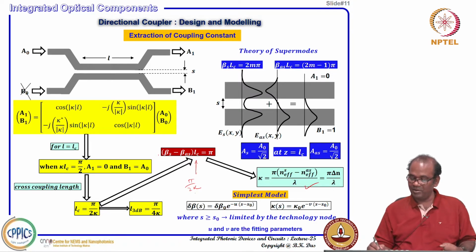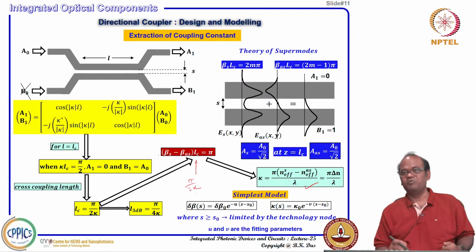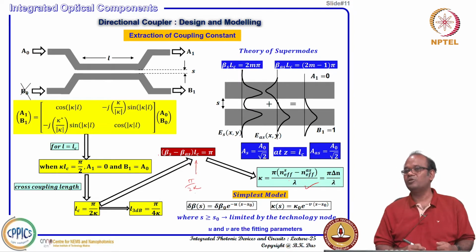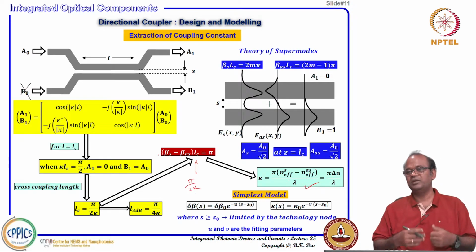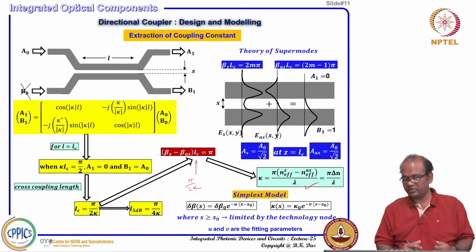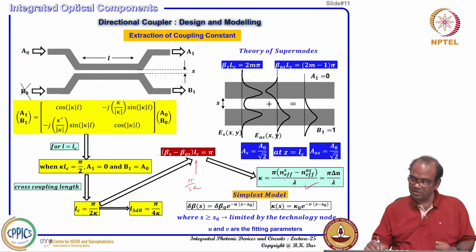So, the kappa value can be expressed in terms of the effective index of the symmetric and antisymmetric mode. Obviously, the symmetric mode is the fundamental mode for the combined structure, and the antisymmetric mode is the first order mode for the combined structure. They can be easily solved using a commercially available mode solver, or you can develop it yourself as discussed in our early lectures. So, once you get this, then you can find this kappa value. This kappa value can be easily fitted with this expression, so that this expression can be useful for your analytical or for your compact model.